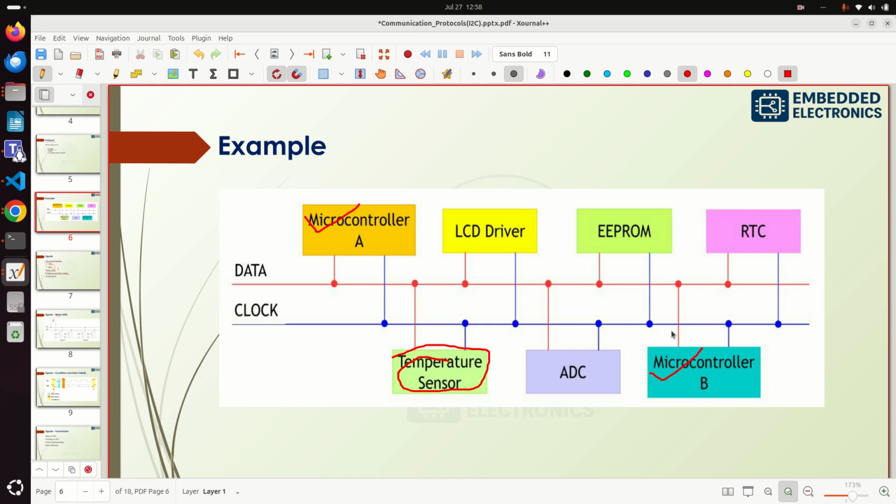Now when the microcontroller receives the acknowledgement, it understands that the device is free and ready to communicate. And if it does not receive the acknowledgement, the master has to understand by default that the device might be busy doing some other task. Once the communication is done, the master is going to send the stop bit as well. Then the communication will be terminated. So this is the example.